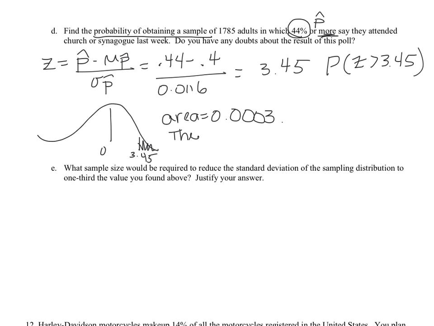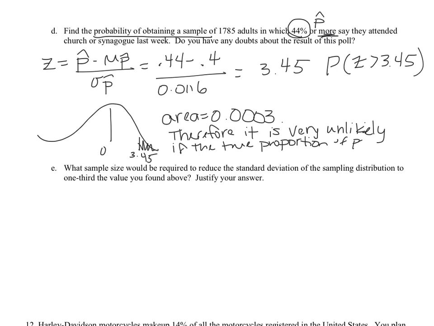So therefore, it is very unlikely, if the true proportion of people who attend church is 0.4, that 44% or more will answer yes.